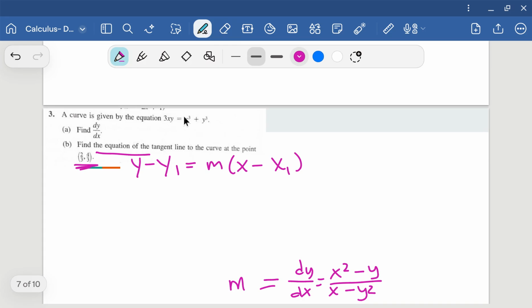So we need to know the slope at x and y, so we're going to replace 2 over 3 in for x and 4 over 3 in for y. When we do that, we will find out that our slope equals, where am I looking here? It ends up simplifying to 4 over 5. So now that I have that, I can go to my point-slope formula, plug in my y value, plug in my simplified slope, and plug in my x value, which is 2 over 3.